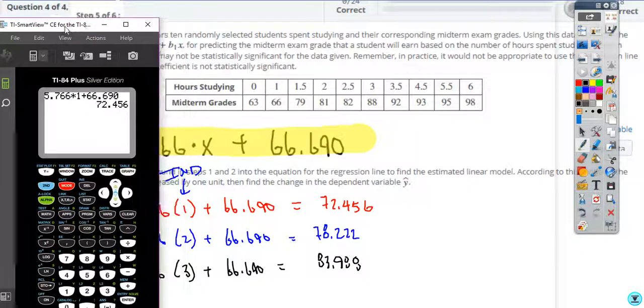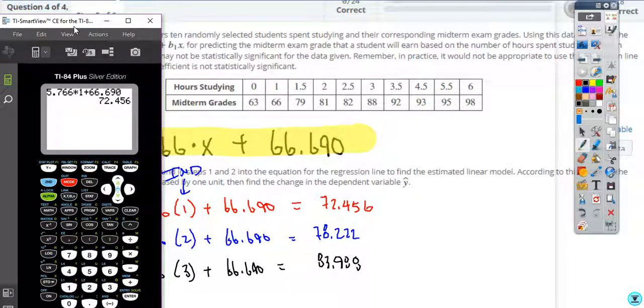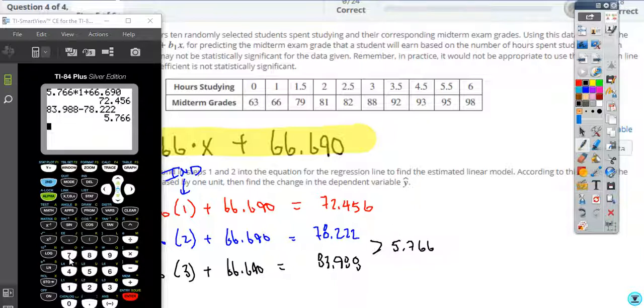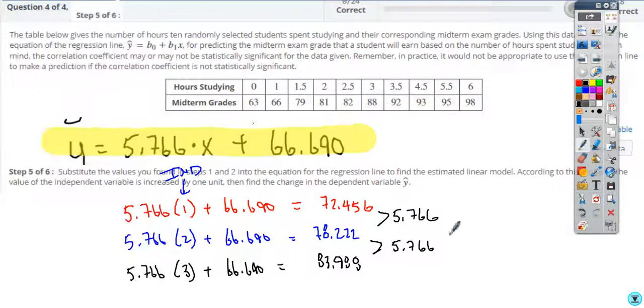So let's go back to the home screen. The question is, what am I increasing by each time? So let's check it out. If I take the 83.988 and I subtract 78.222, I get the difference right there is 5.766. That number looks familiar. And then I take the 78.222 and I subtract the 72.456, I get 5.766. That number looks familiar. I wonder where we've seen that number before.